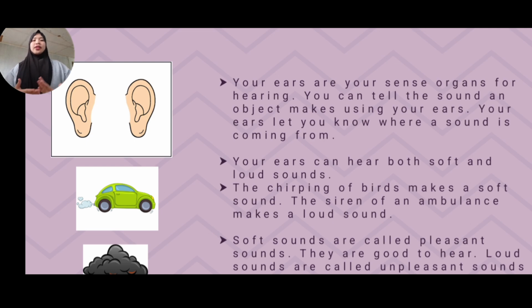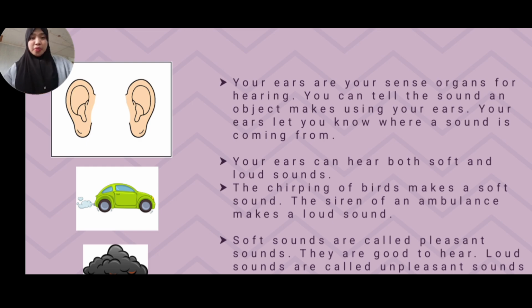Okay, so our ears can hear both soft and loud sounds, or pleasant and unpleasant sounds. Okay, so what are the examples of pleasant sound? Yan yung mga magandang pakinggan. Okay, like for example is a lullaby, when our mom sings to us before we go to sleep, right? So, for example naman sa unpleasant sound.